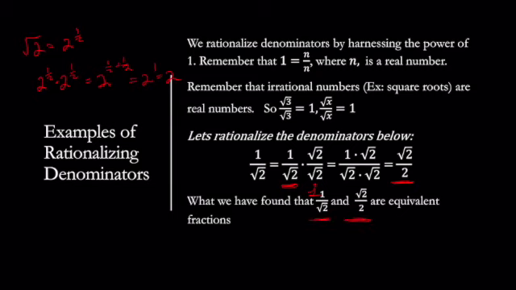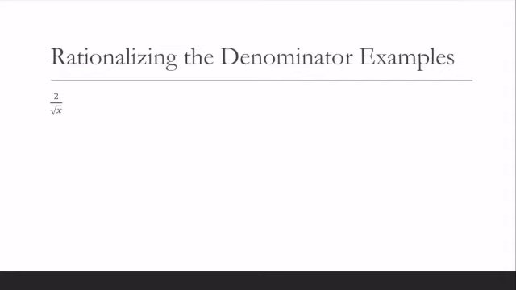Now this is definitely harder to see than something like 1/3 and 2/6, right? We can see if we simplified this, we'd get back to 1/3. So this is a little harder to see, but they are equivalent fractions. I'm going to go through quite a few more examples of how to rationalize denominators.